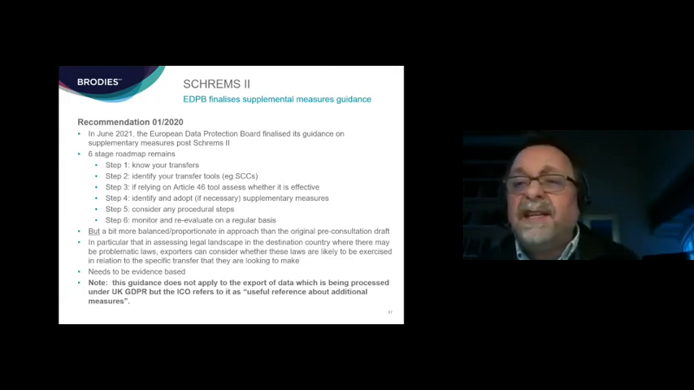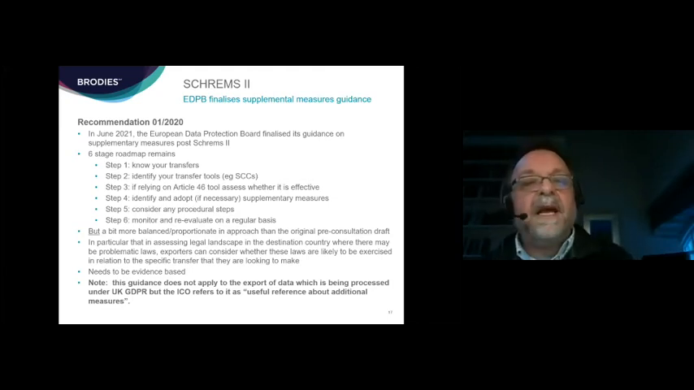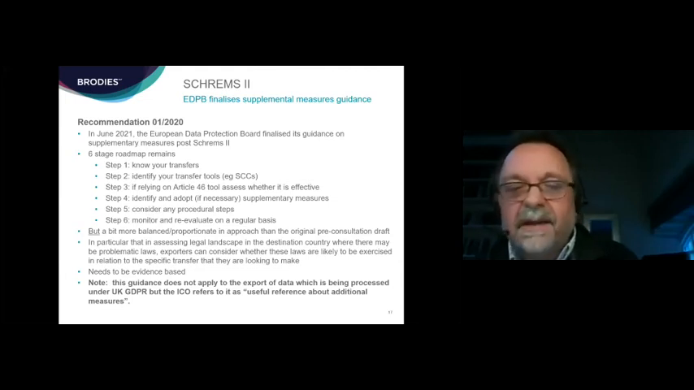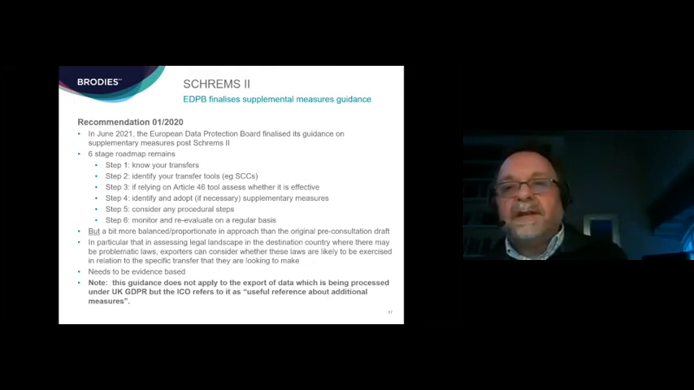But that 6-stage roadmap hasn't changed. What has changed is the approach in the final guidance is a bit more balanced, perhaps, and proportionate than the original pre-consultation draft. In particular, the guidance recognises, I think grudgingly, that in assessing the legal landscape in the destination country, where there may be problematic laws, exporters can consider whether these laws are likely to be exercised in relation to the specific transfer that they're looking to make.